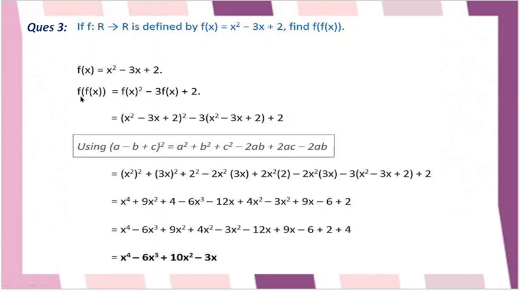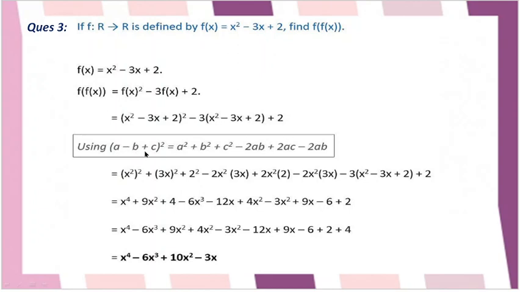F of fx means we have to proceed the same way we calculate fog and gof functions. Here we have to find f of fx, so we will take function f, but in place of x we will again write fx because the domain is fx now. So this is x square, meaning fx square, minus 3, in place of x we will write fx, plus 2. Now we'll put the value of fx which is given here in the question: this thing whole square minus this plus 2.